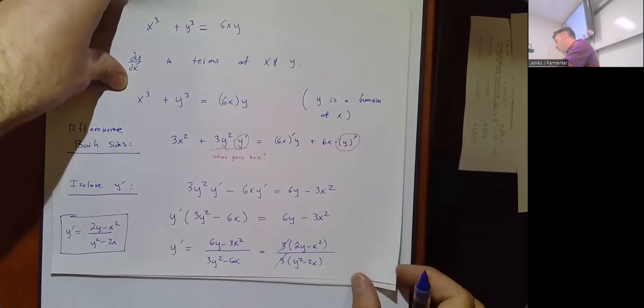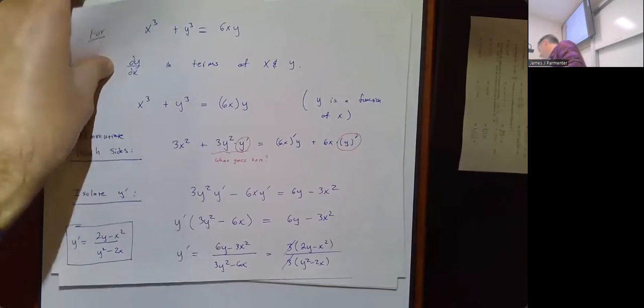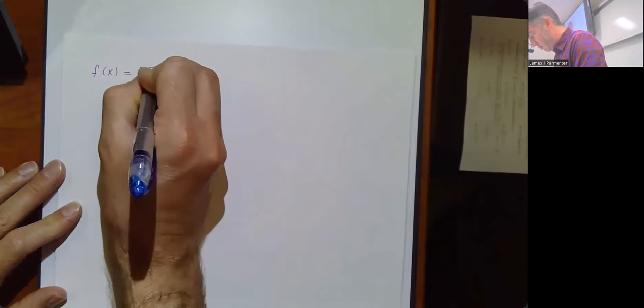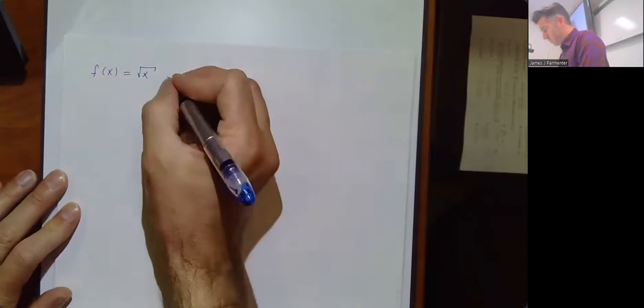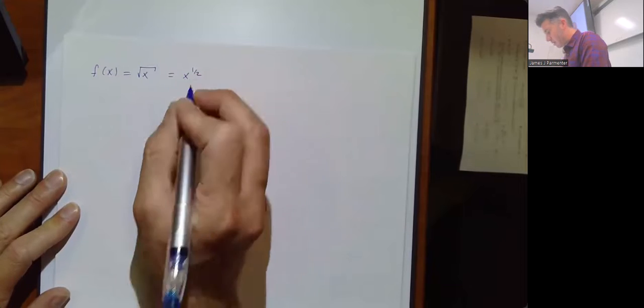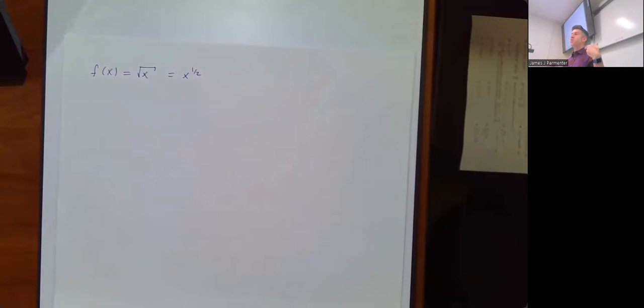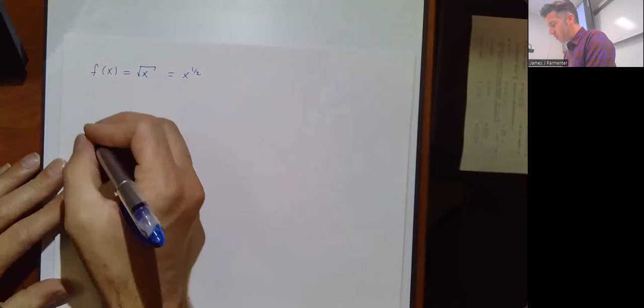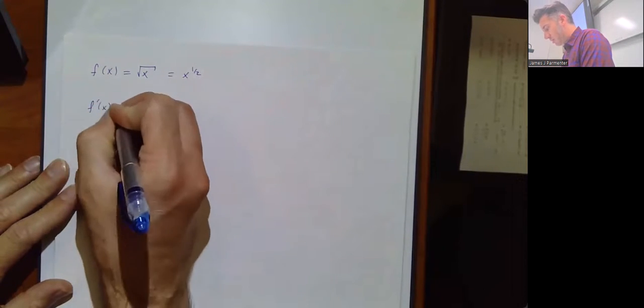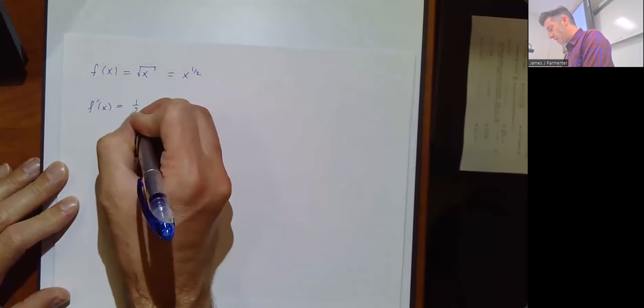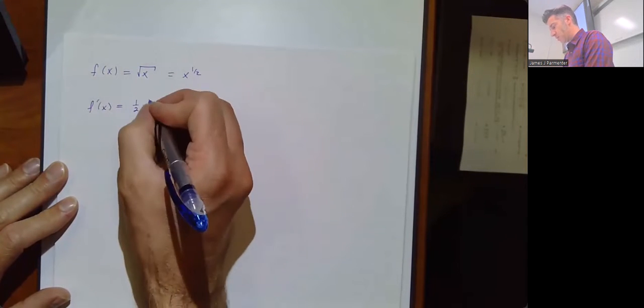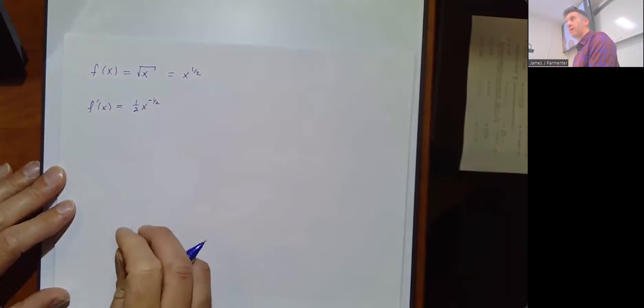So let's look at some more examples. I've got so many examples over here. Let's start off with something that doesn't suck. My function is the square root of x, which is x to the 1/2. There's no need to use the chain rule, although technically you could. So I want to take the derivative, I'm going to use the power rule. My derivative is 1/2 times x to the 1/2 minus 1, which is negative 1/2.